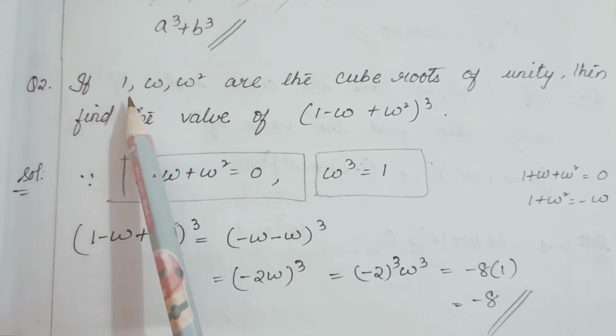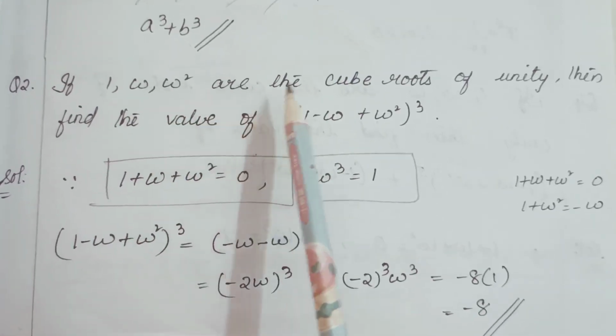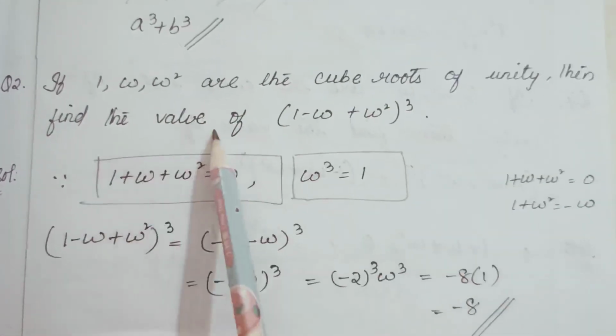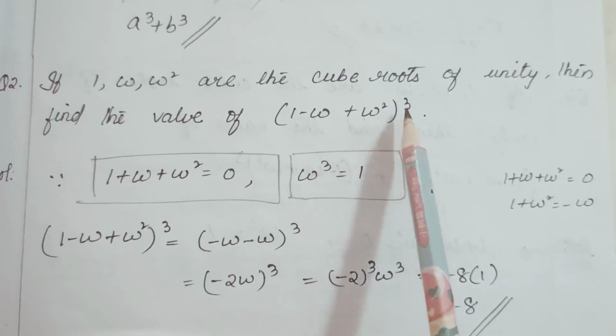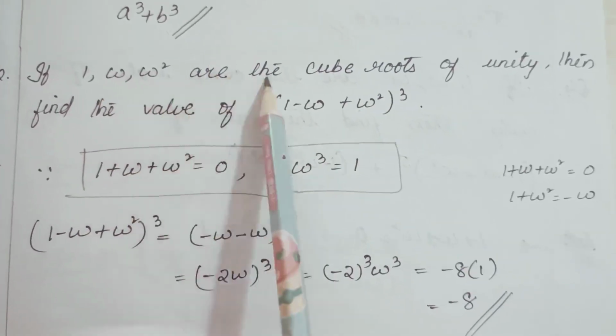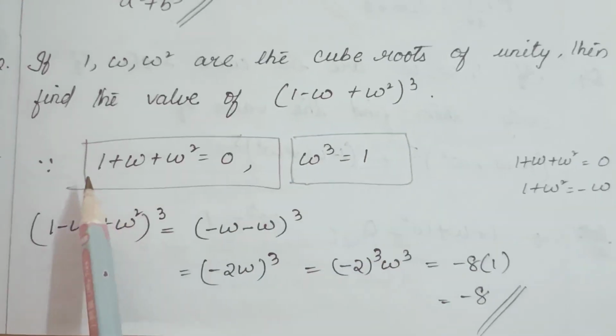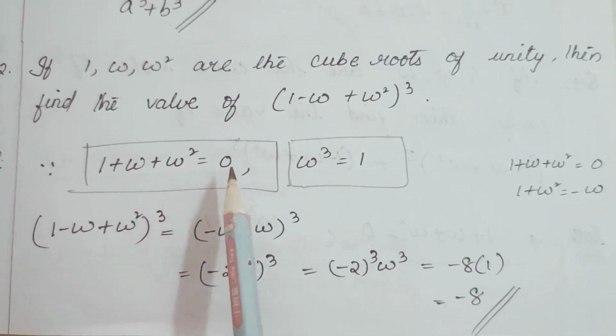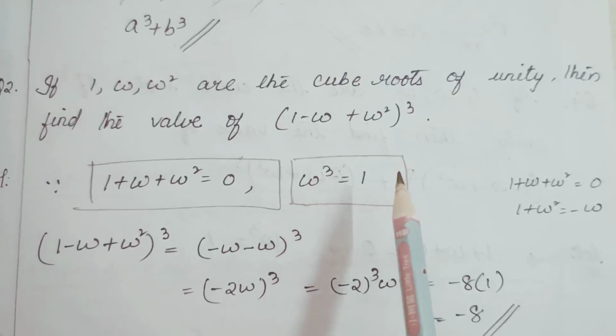Question number 2. If 1, omega, omega square are the cube roots of unity, then find the value of (1 minus omega plus omega square) whole cube. Since 1, omega, omega square are the cube roots of unity, we know the formula 1 plus omega plus omega square is equals to 0 and omega cube is equals to 1.